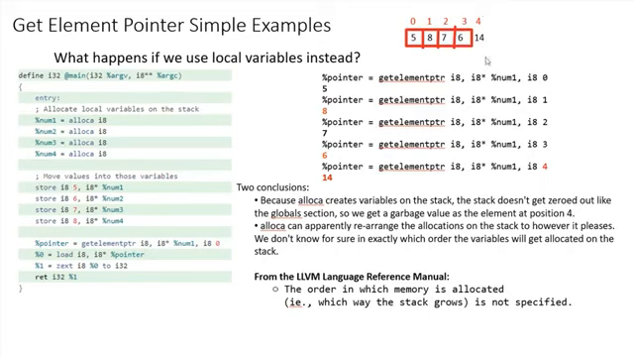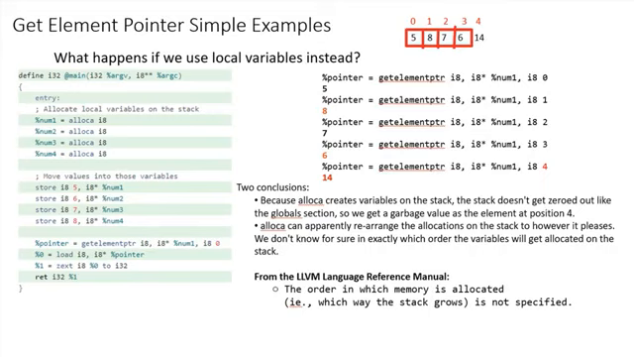And if we put the 4 here, we go one place away, we get a 14 out instead of a 0. Now, in the previous example, we got a 0 because it was a global variable. The entire globals section is 0 at the start. So, because alloca creates variables on the stack, it doesn't get zeroed out like the globals section. So we get a garbage value as the element at position 4. And the second conclusion or observation that we can make is that alloca can apparently rearrange the allocations on the stack however it pleases, as it rearranges the num2 and num4 variables. We don't know for sure exactly in what order the variables will get allocated on the stack.